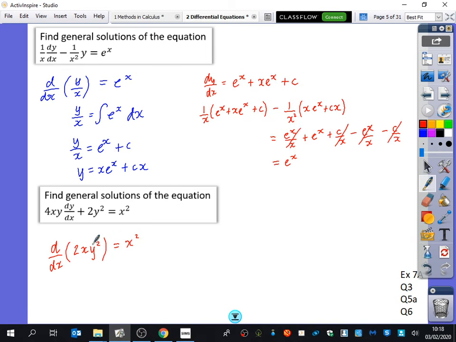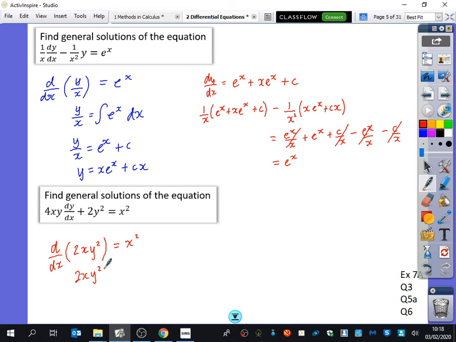The y squared will differentiate to a 2y dy dx. So you've got a 2y dy dx, so it would have been a 2x that you would have had in there. So that reveals the fact that it's a y squared in the function. So you get d dx of 2x y squared equals x squared.